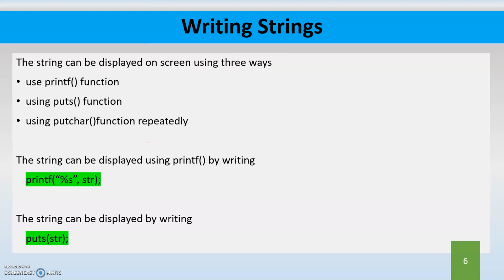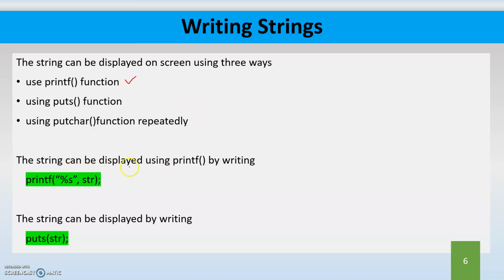Now we have already seen how to read the string. Now we are looking at how to print the string. Strings can be displayed in three ways. First is using the printf function, second using the puts function, and third the putchar function in a repeated manner. So we are starting with the printf function.